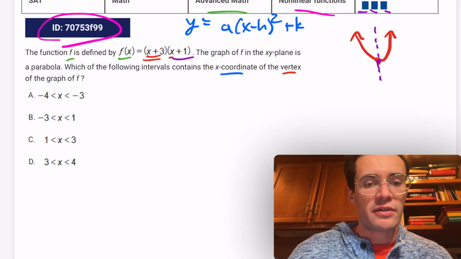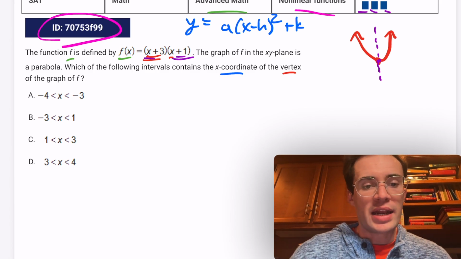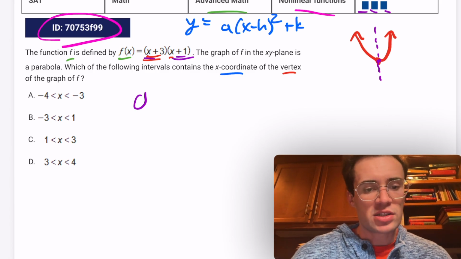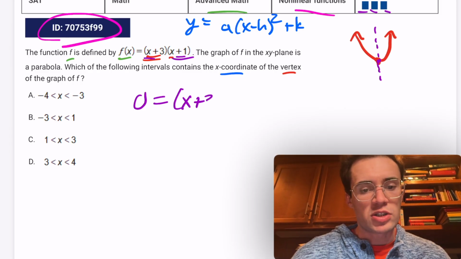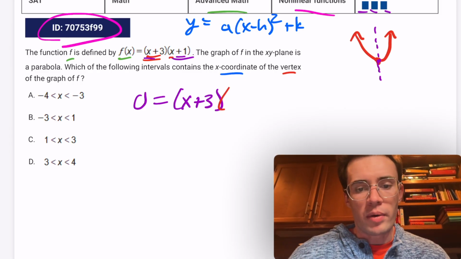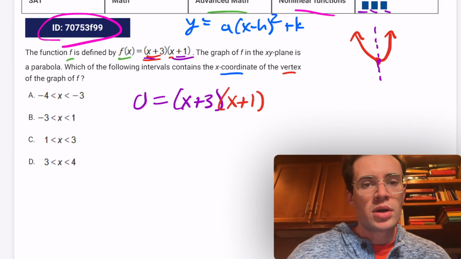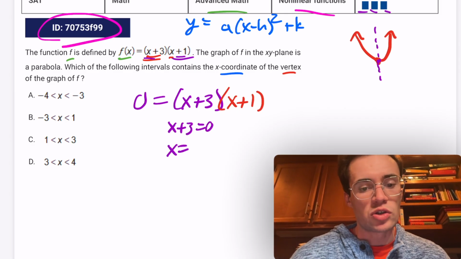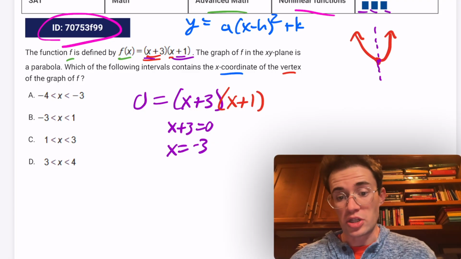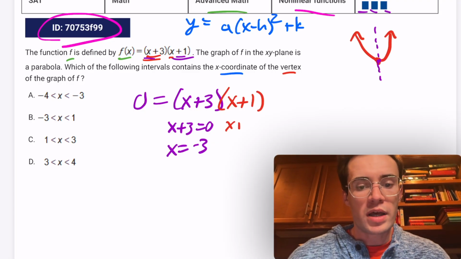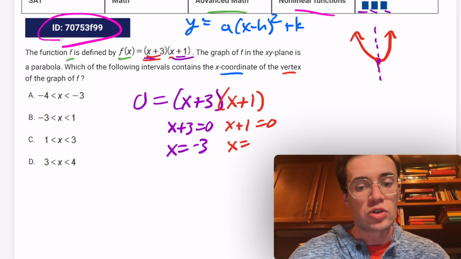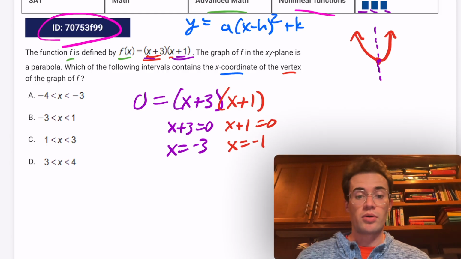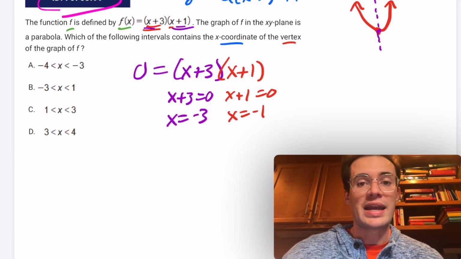So we basically just need to figure out what the 2 zeros are, and it's when would this be equal to 0. So f of x equals 0 when either x plus 3 is equal to 0 or when x plus 1 is equal to 0. And we could say x plus 3 is equal to 0 when x is equal to negative 3. Right? Negative 3 plus 3 is 0. And x plus 1 is equal to 0 when x is equal to negative 1. Negative 1 plus 1 is 0. So those are our 2 zeros, negative 3 and negative 1.